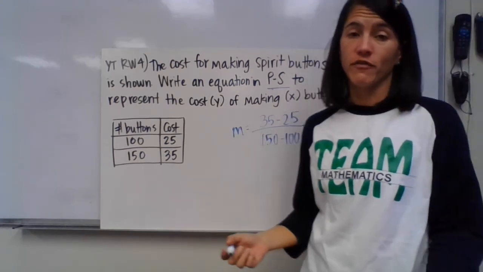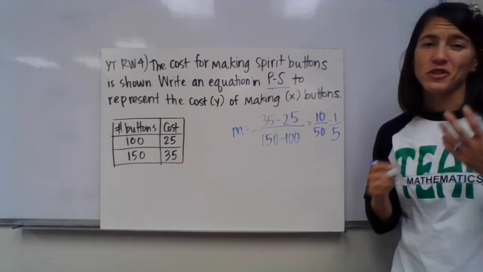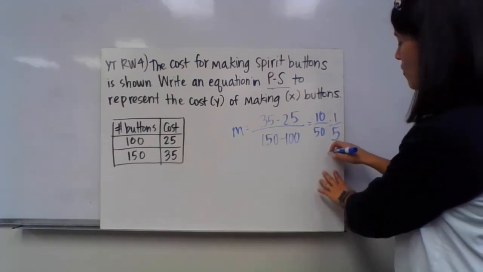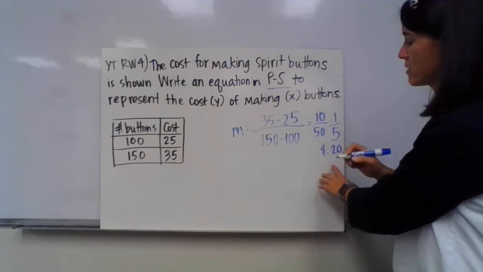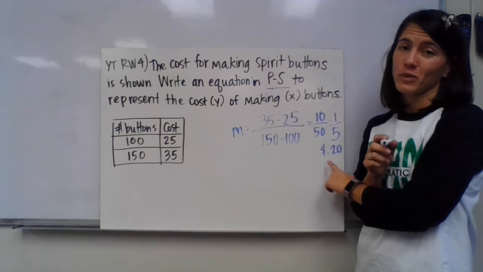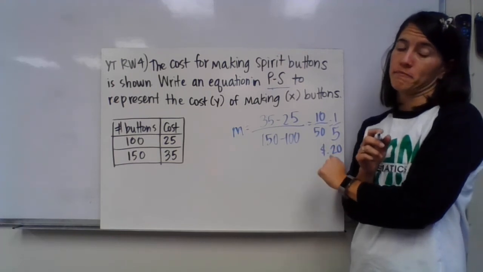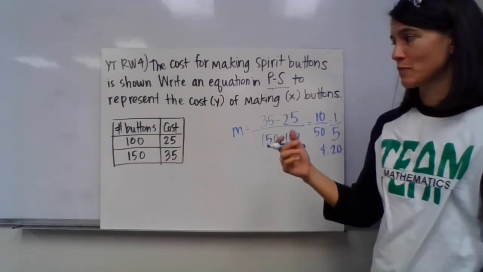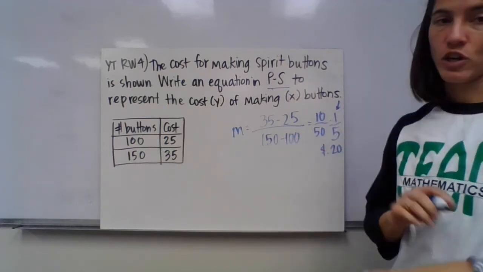Now, the slope is 1/5. That means rise over run. But in this real world context, since we're talking about cost, you would say 0.20, or 20 cents. So the slope is 1/5, but if you were asked to interpret it, it would be 20 cents per button. So that's a difference between when to use a fraction and when to use a decimal. But we're going to use a fraction for our purposes right now.